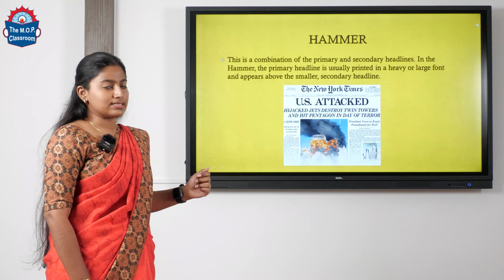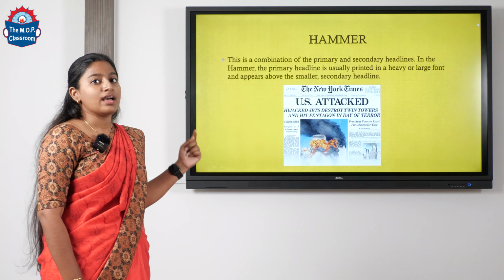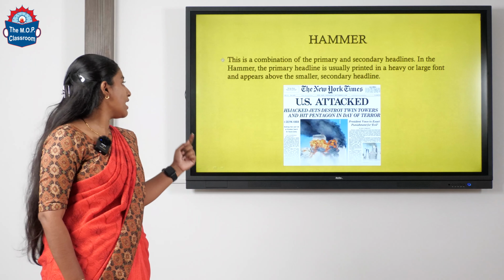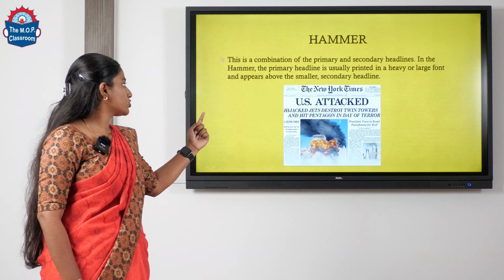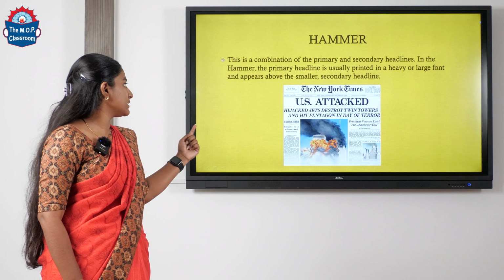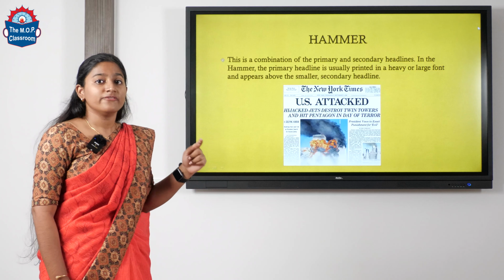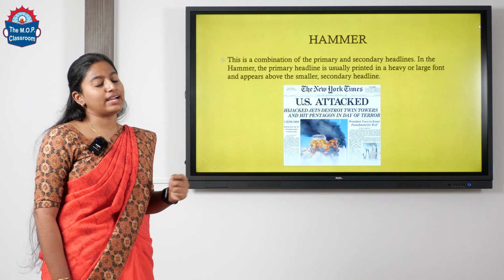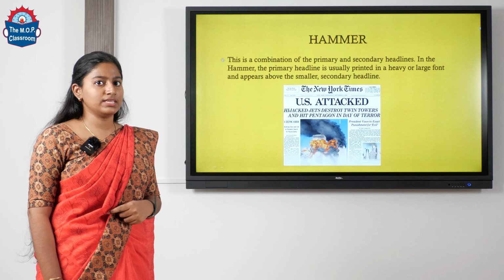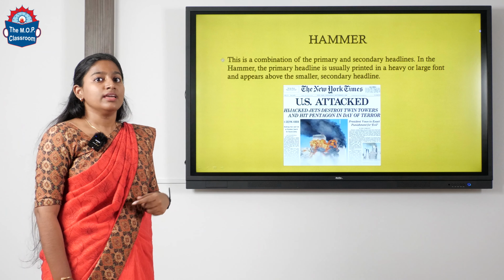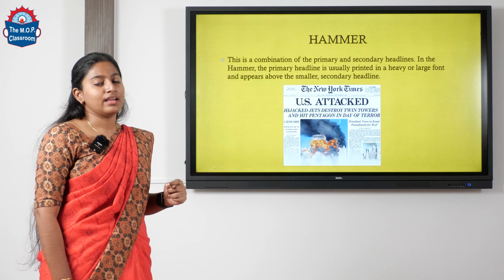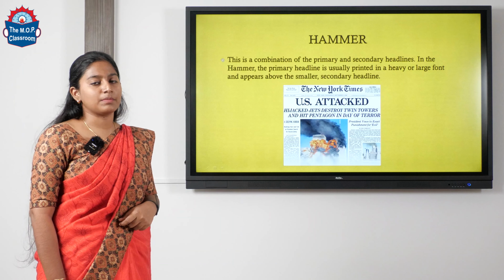You can see in the example, US attacked. That is the main headline, that is a primary headline. Below it you have hijacked jets destroyed twin towers and hit Pentagon in day of terror, which adds additional information to the main headline, that is US attacked. Therefore it is considered to be the secondary headline. In this style you could notice the primary headline is above the secondary headline. Therefore it comes under the hammer style.